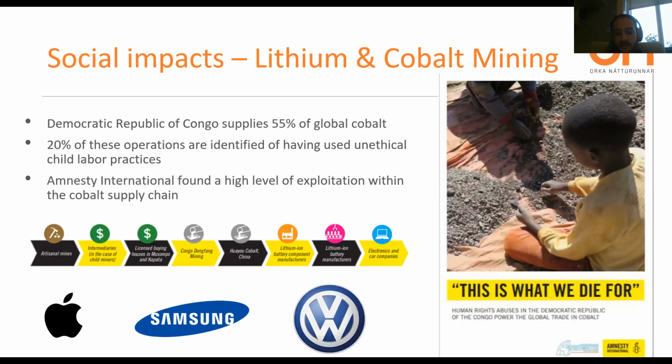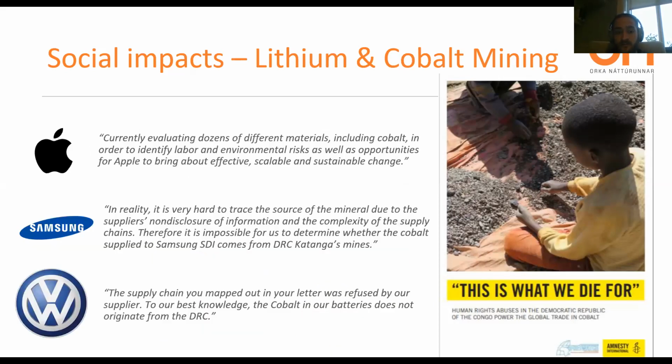And many of the companies that people are quite familiar with are also existing within the supply chain. Amnesty International wrote about them and asked Apple, Samsung, VW, and a lot of them basically said yes, we're looking into this, that they're currently evaluating. Samsung suggested it's very hard to trace where it's from, so we can't really determine if it comes from there or not. And VW said, to the best of our knowledge, it doesn't come from this.